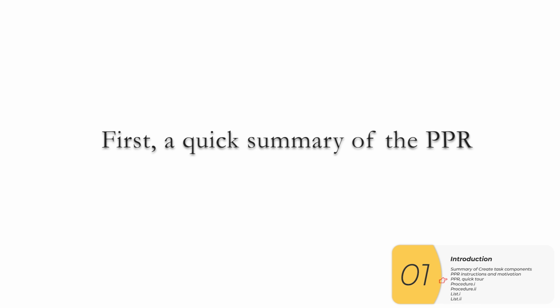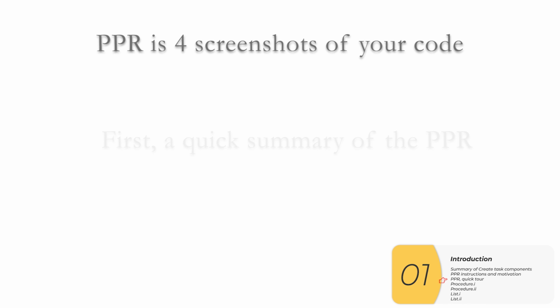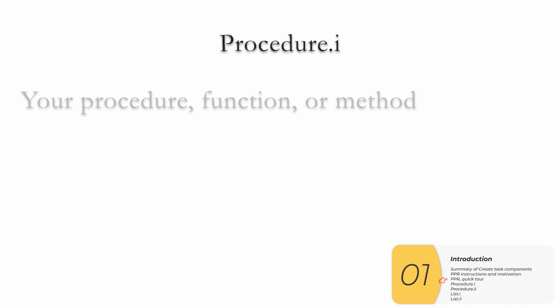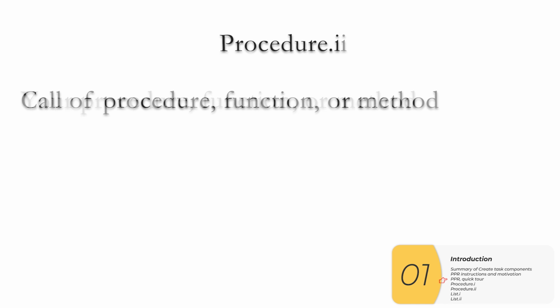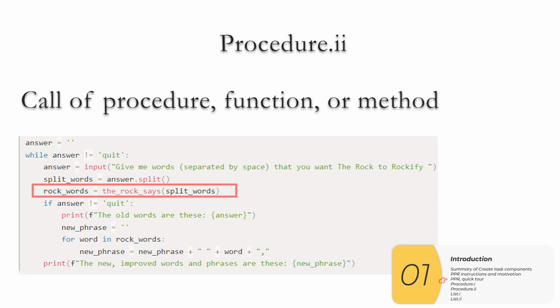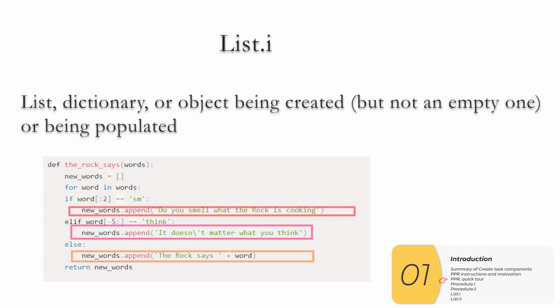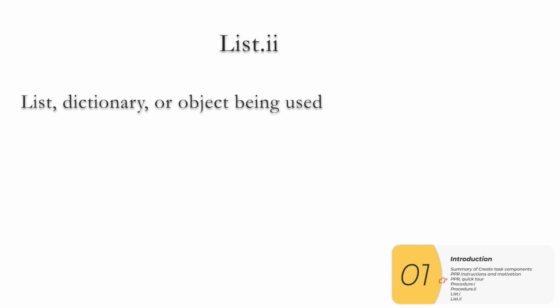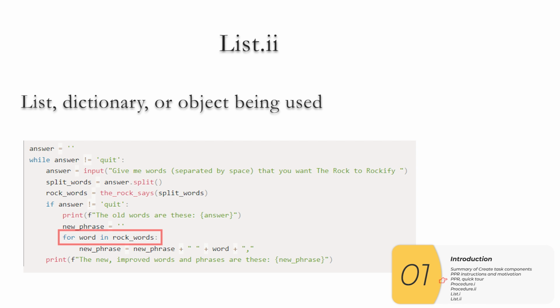So right here, I'm going to show a quick summary of the PPR, and I'll come back and do more in detail later. So the PPR is four screenshots of your code. First screenshot is the screenshot of your procedure, function, or method. The second screenshot is a screenshot of the call of your procedure, function, or method. The third screenshot is your list, dictionary, or object being created or being populated. Here, you have to be careful that you're not just showing an empty list or empty dictionary being created. Those will not count. And the last screenshot, the fourth one, is your list, dictionary, or object being used.